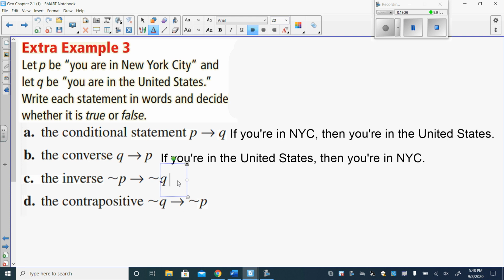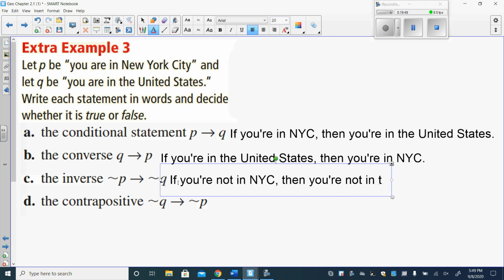Now, the inverse, not P implies not Q. So the inverse is kind of the opposite of P, the negation of P. You are in New York City. Well, the negation is you are not in New York City. So if you're not in New York City, then you're not in the United States. So we negate both of the statements.